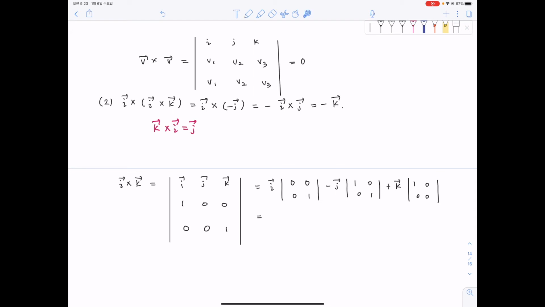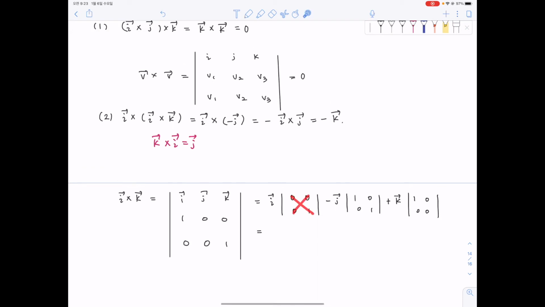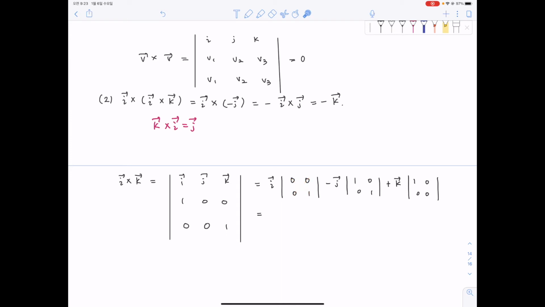So our determinant here is 0 minus 0, so it is 0, and it is 1 minus 0 and 0 minus 0, so there is just minus j, so we can see that it is the minus j here.